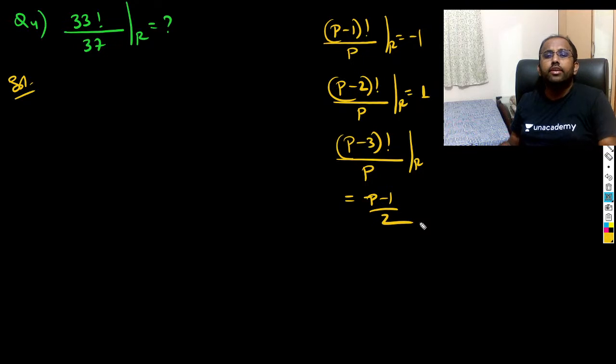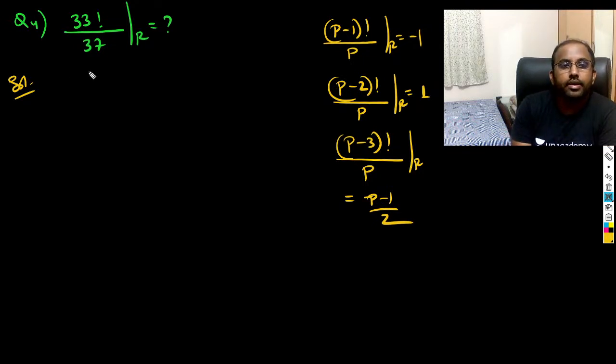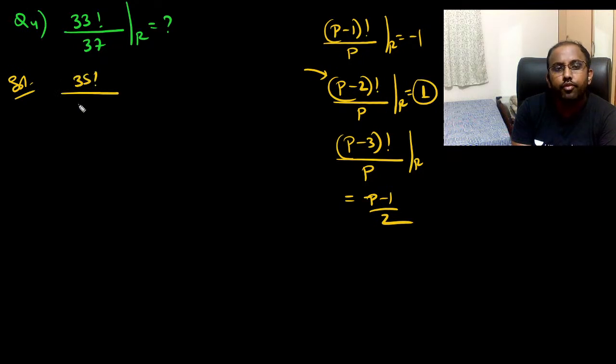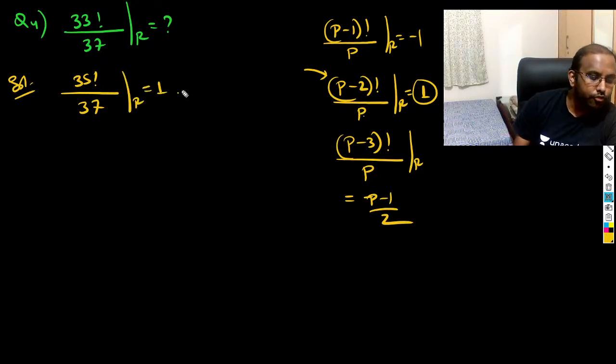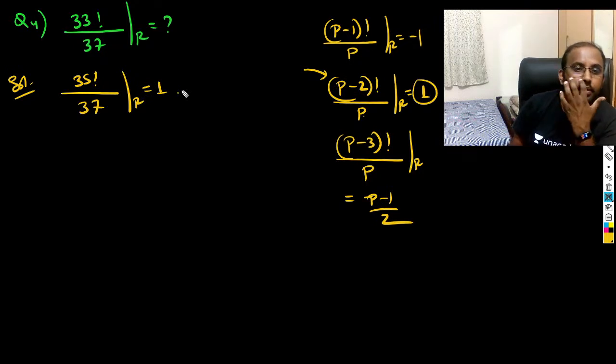Now 33 factorial, if you see, guys, so now I can just relate with any one. Okay, let's pick this one, because it is easy to pick, right? So had it been 35 here, so 35 factorial by 37, P minus 2, where P is a prime number, this remainder should be 1. Correct? So 35 factorial by 37, that remainder is 1 actually.